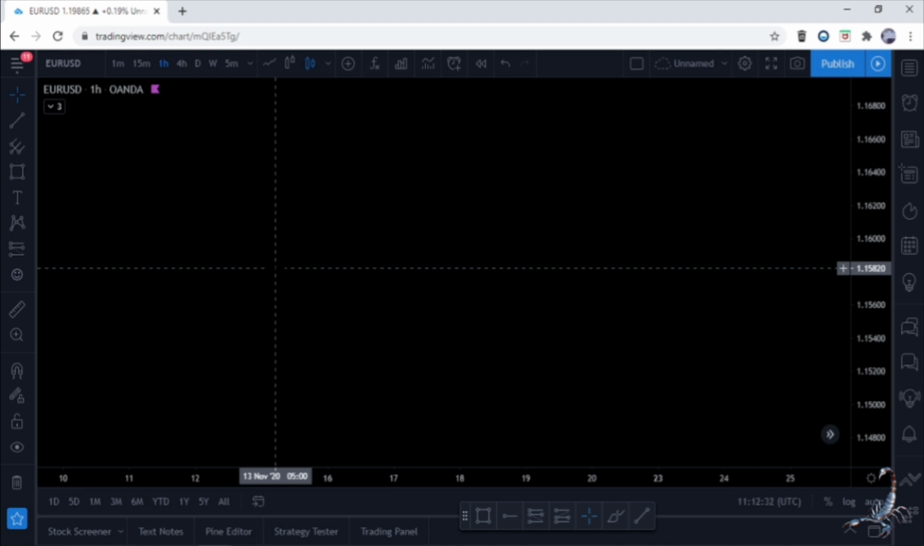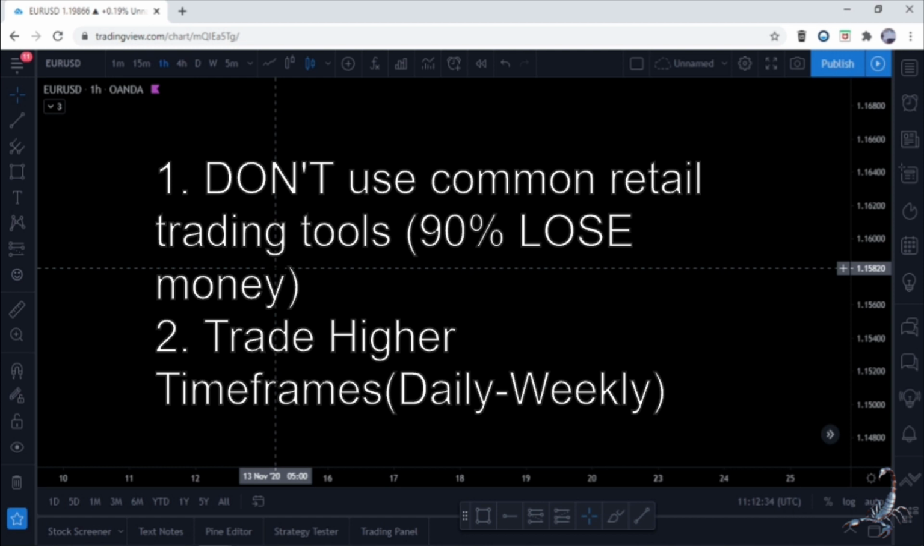You can either trade institutional price concepts, which means stop using the retail concepts that most traders use, which is the 90%, which is support, resistance, and candlestick patterns. Those are the two things that most retail traders use most.